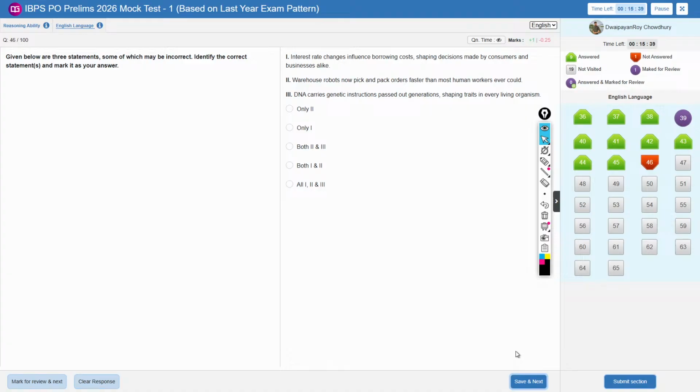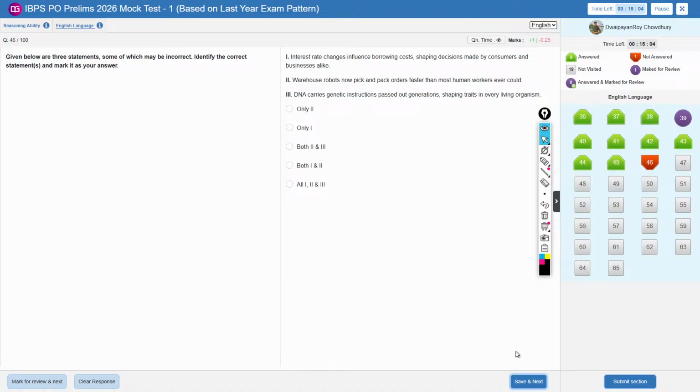Interest rate changes influence borrowing costs, shaping decisions made by consumers and businesses alike. Let's see. Warehouse robots now pick and pack orders faster than most human workers ever could. DNA carries genetic instruction passed on generation. So 3 is definitely incorrect.